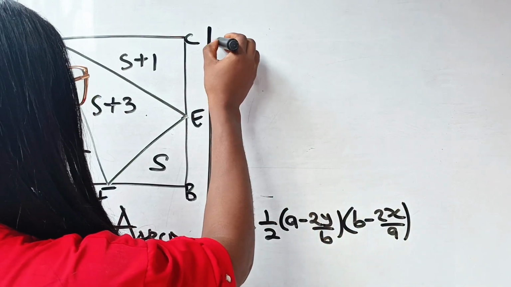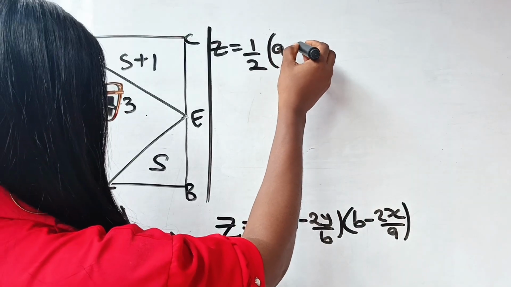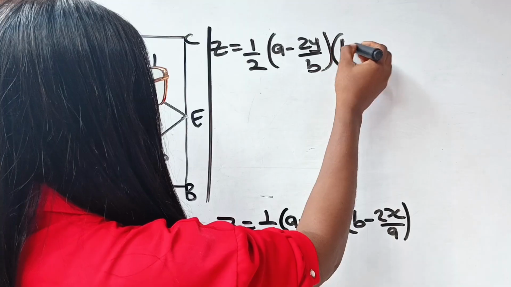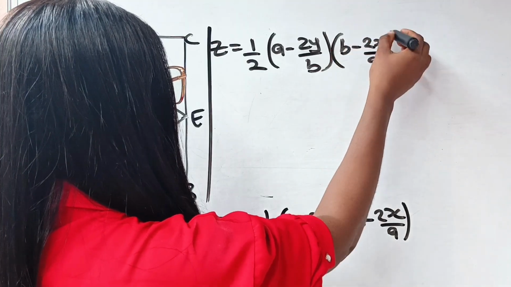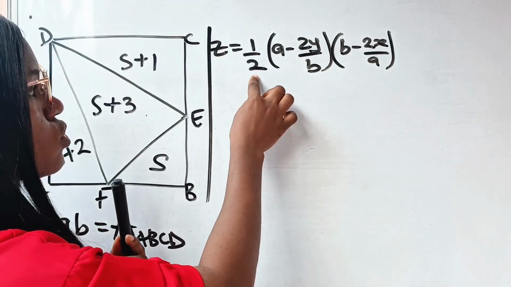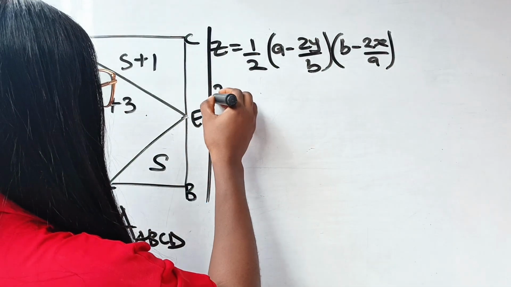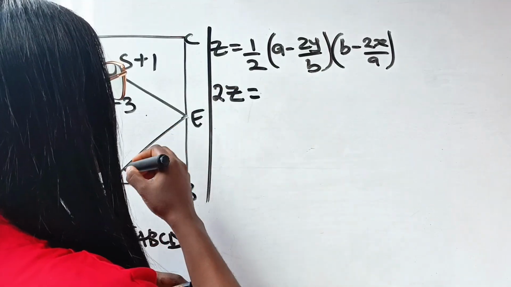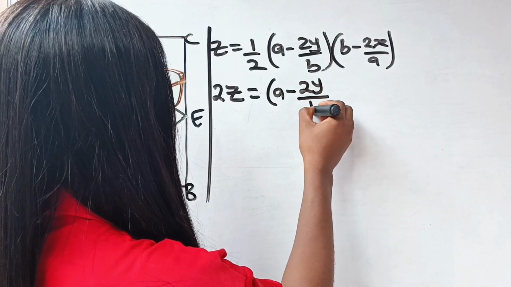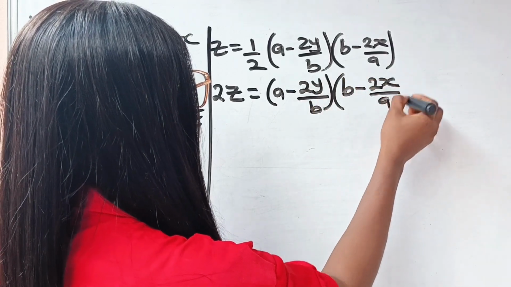So we have Z is equal to half multiplied by a minus 2y over b bracket b minus 2x over a. Now we are going to multiply both sides by 2. Let's multiply both sides by 2. If we do that, we are going to have 2z is equal to a minus 2y over b multiplied by b minus 2x over a.